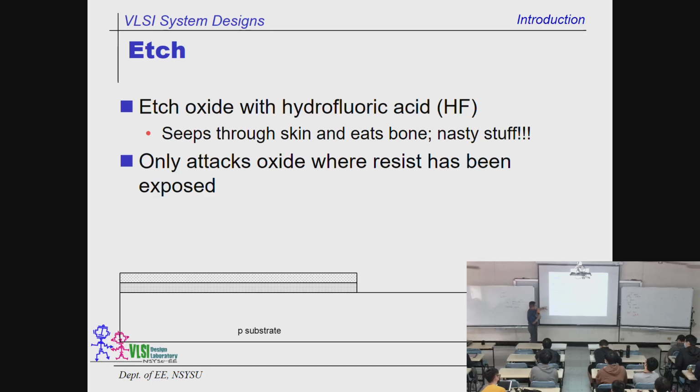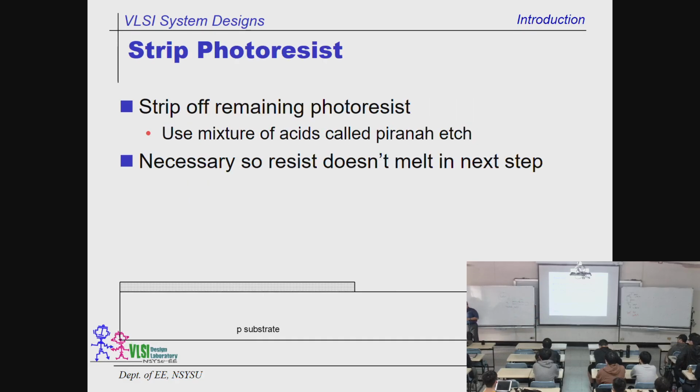I'll just let you know that we need a lot of high quality chemicals and high precision mask engineering. All right, so this is etching. And then we strip the photoresist again. We use a mixture of acids called the binary etch.